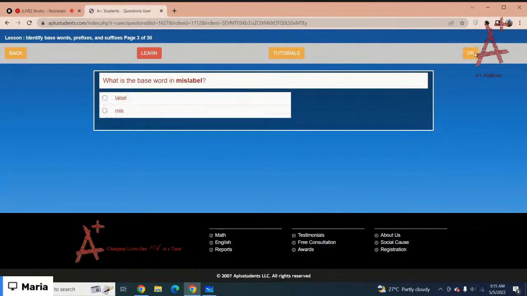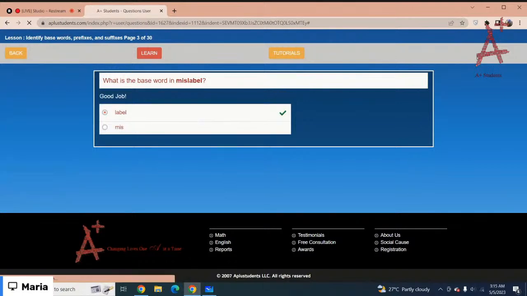Which word is the base word? Mislabel. So, which is the base word? Label or mis? Which is the correct option? Yes, mis is the prefix, and the base word is label. The correct option is label.